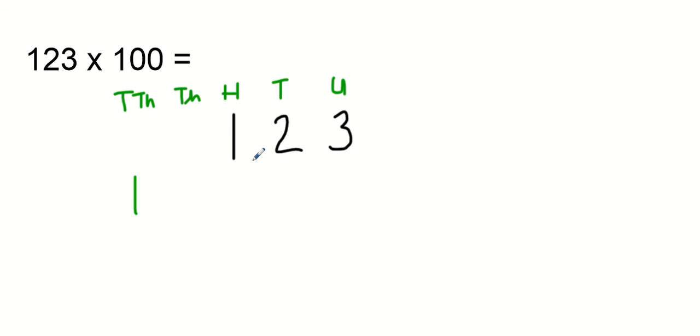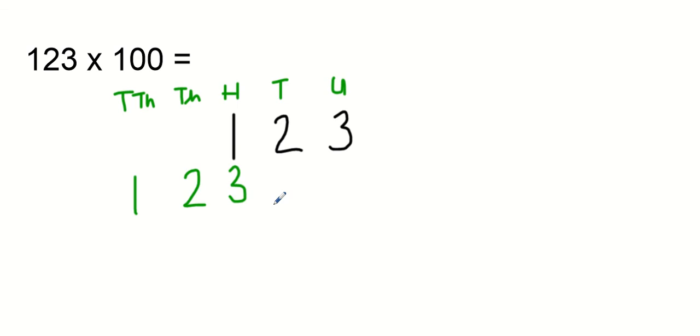The 2 is going to move up 1, 2 columns. It was worth 2 lots of 10, so 20, now it's worth 2,000. And then the 3 was worth 3 units or 3 ones, it's now worth 300. Now if we wrote 1, 2, 3 as our answer, it would not be correct because it would be the same number we started with.